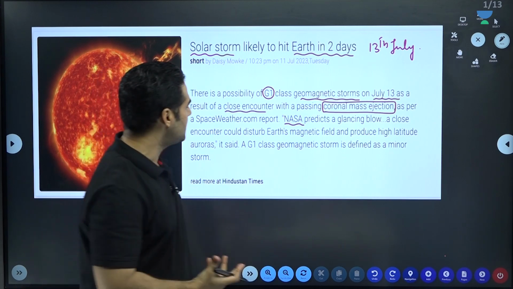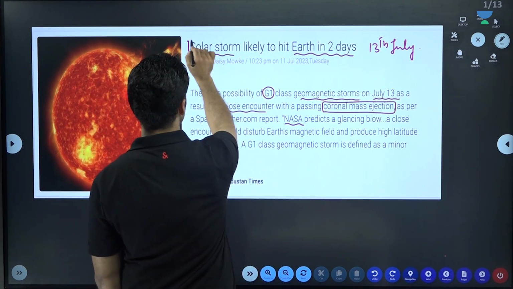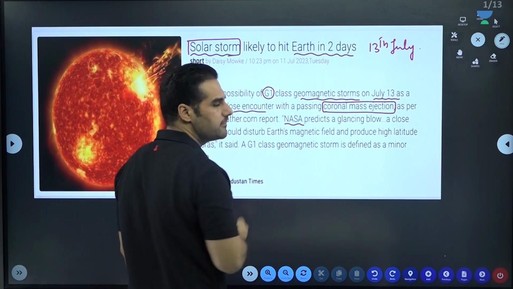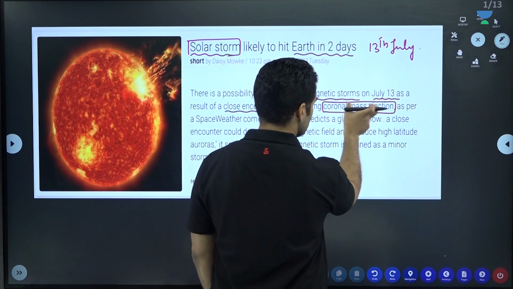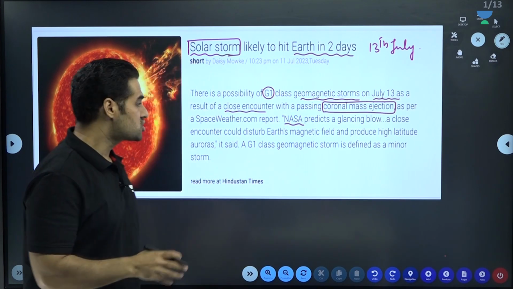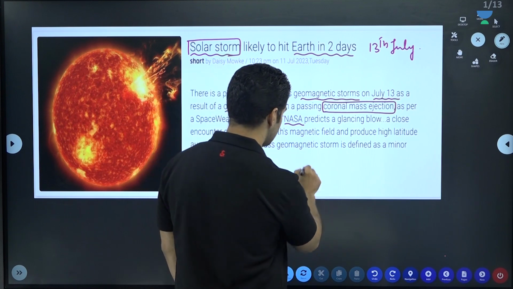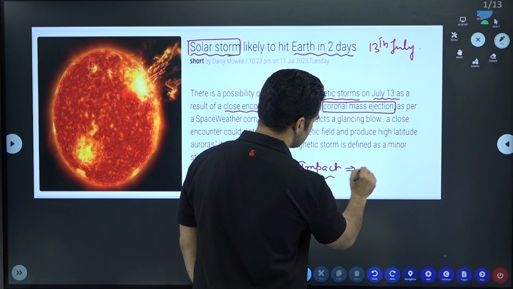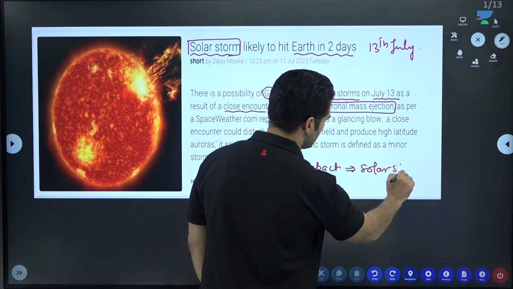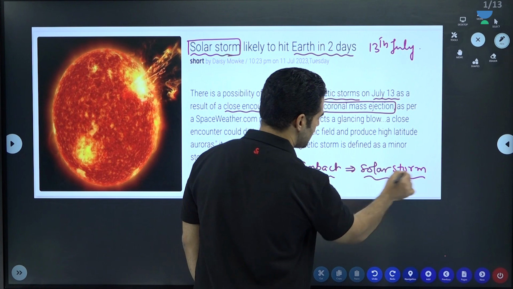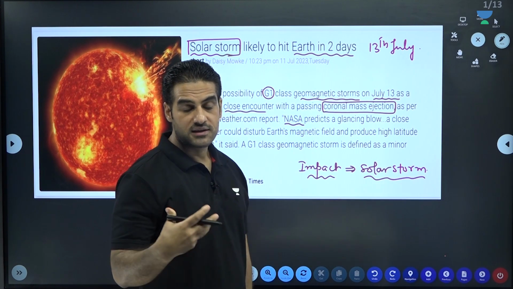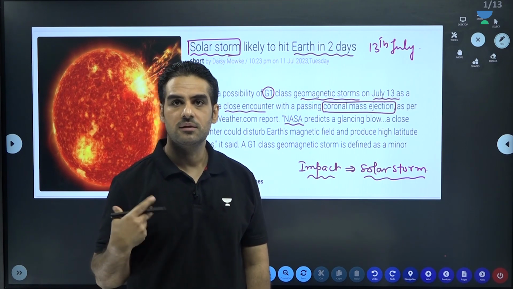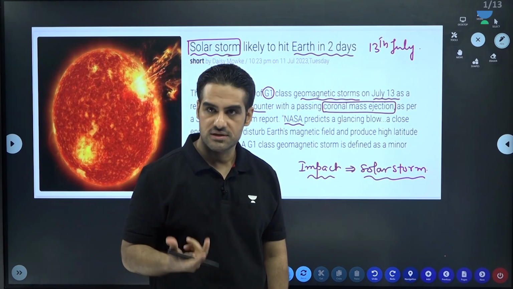Now we need to understand first what solar storm means and how it is generated. Then we need to understand what this G is. Then we need to understand what coronal mass ejection is. So we need to understand what the impact of the solar storm will be. In some newspaper articles, it was mentioned that this solar storm may completely destroy the internet system and telecommunication system, but we will see how true it is.